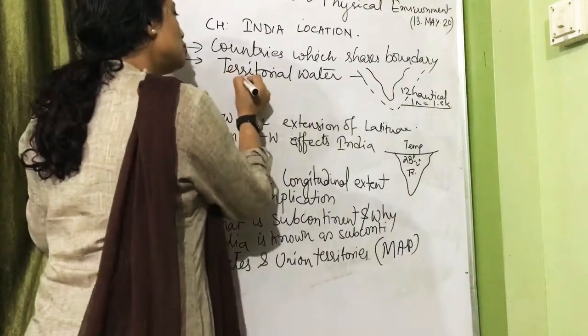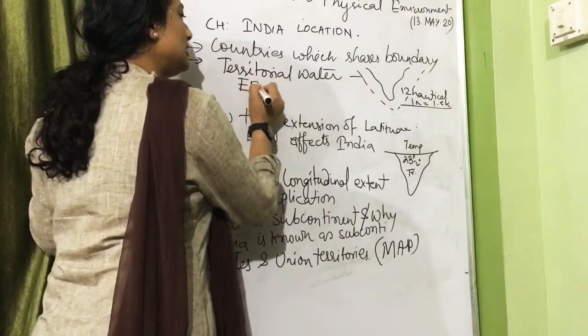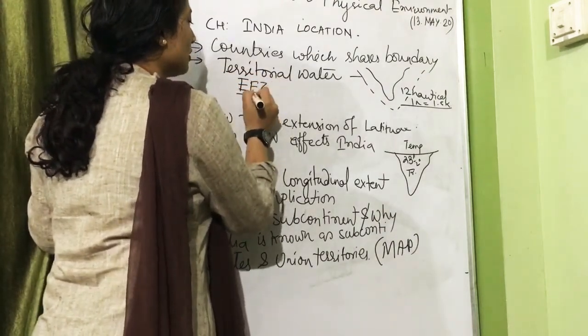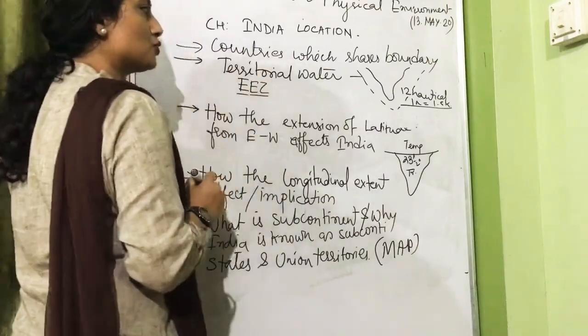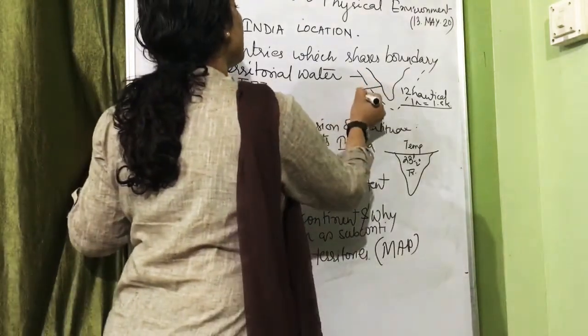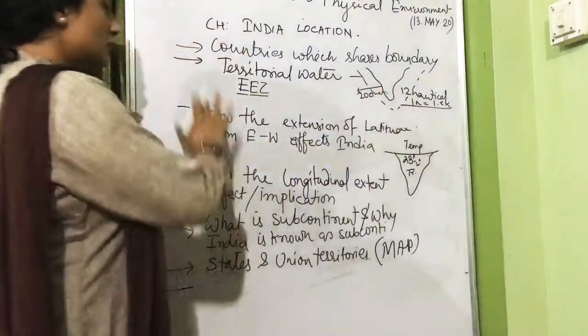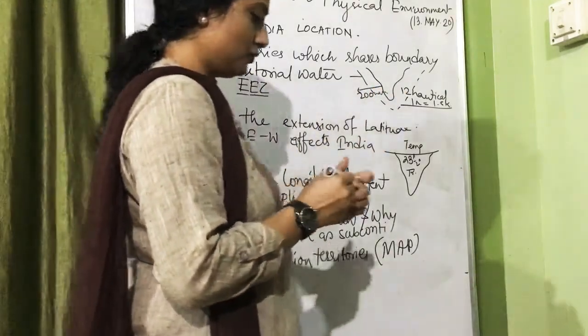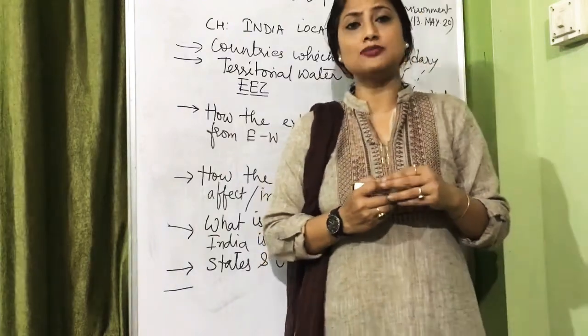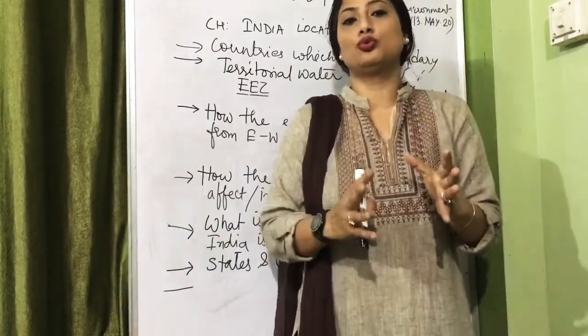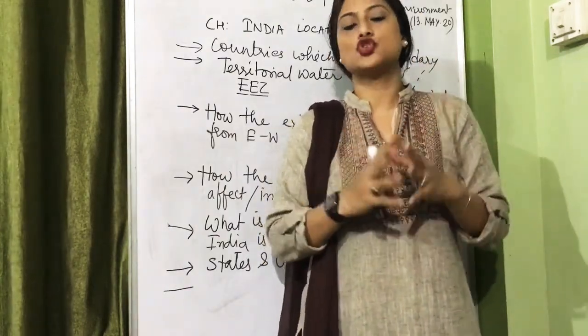And you should also know, which is not mentioned in your book, EEZ, that is exclusive economic zone, which extends to 200 nautical miles. So this was all in this chapter, which you need to study for exams, or which you need to know basically from this chapter.